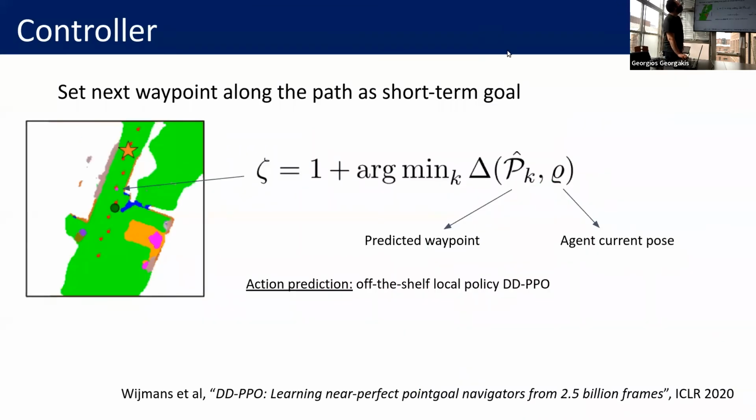Okay, and the controller that we employ is something very simple. Given the path that we predict, we will select a certain waypoint to be a short-term goal during the execution. Then for the action prediction, we use an off-the-shelf model to give us the next action based on the short-term goal that we want to go to. So we just have a simple way of following this path that is being predicted to reach the goal.